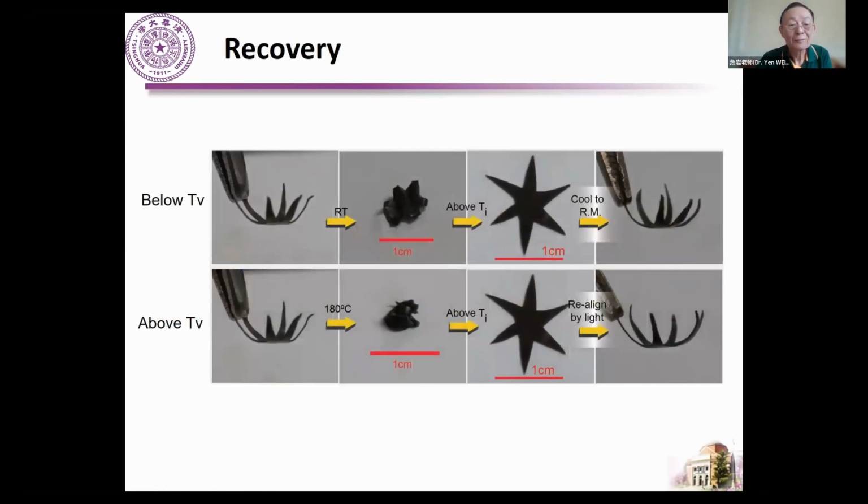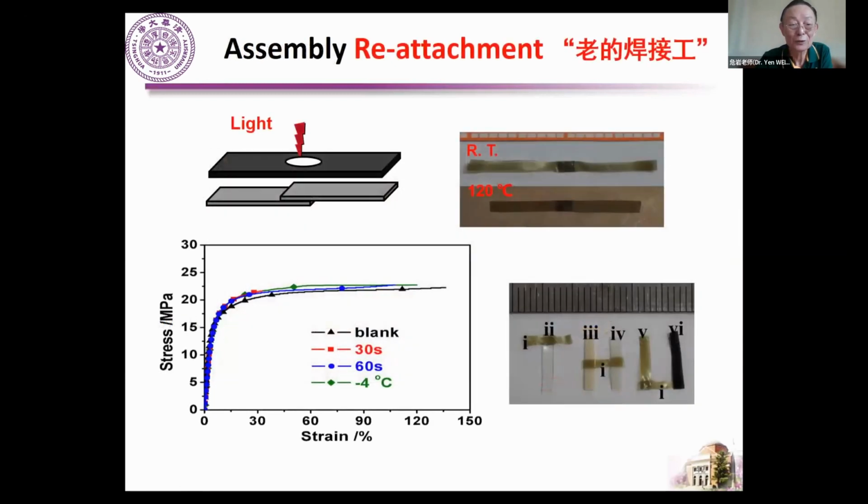Once we have this material, you can shred it, and upon changing the temperature, it will go back, see? You cool again or shine light again, and it goes to another original shape. So they can recover from distortion, and can also do photo welding.